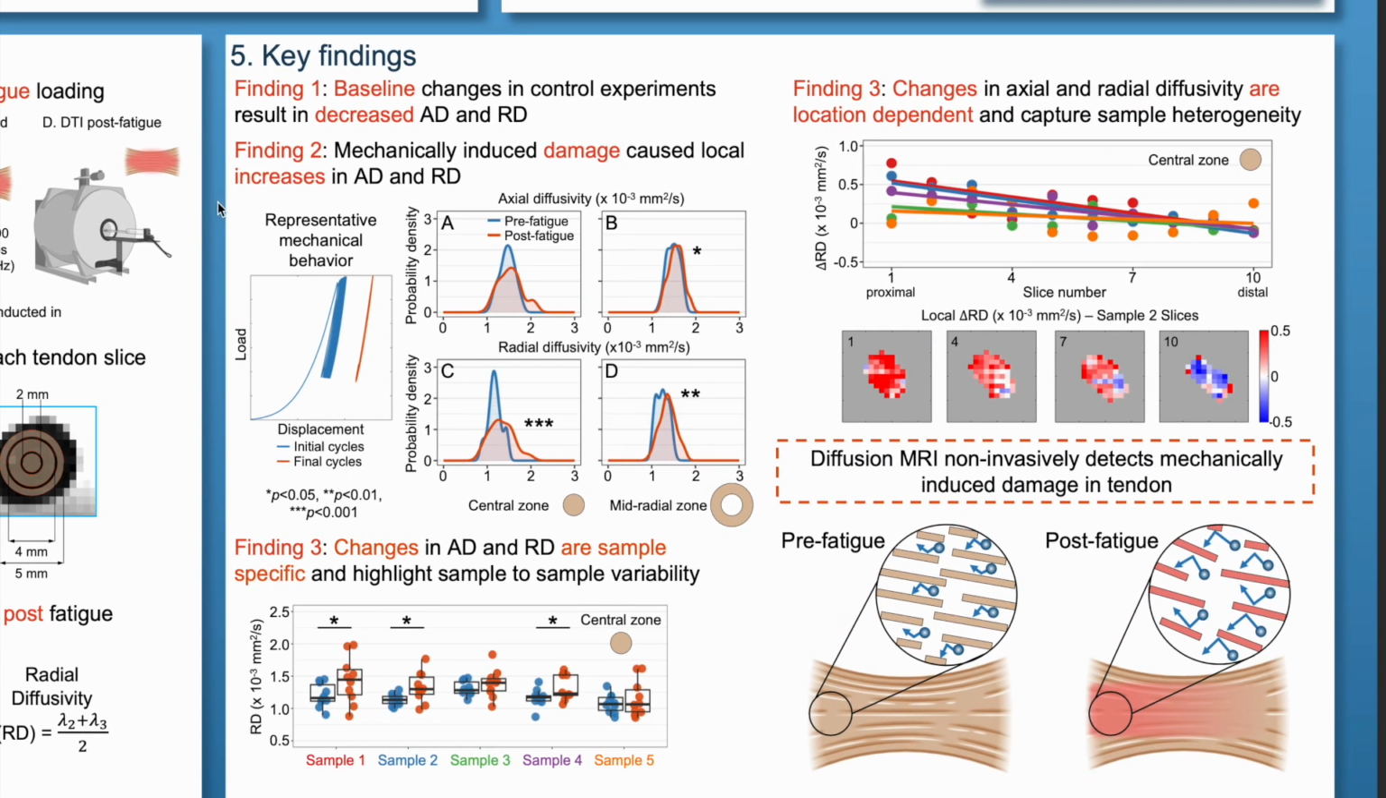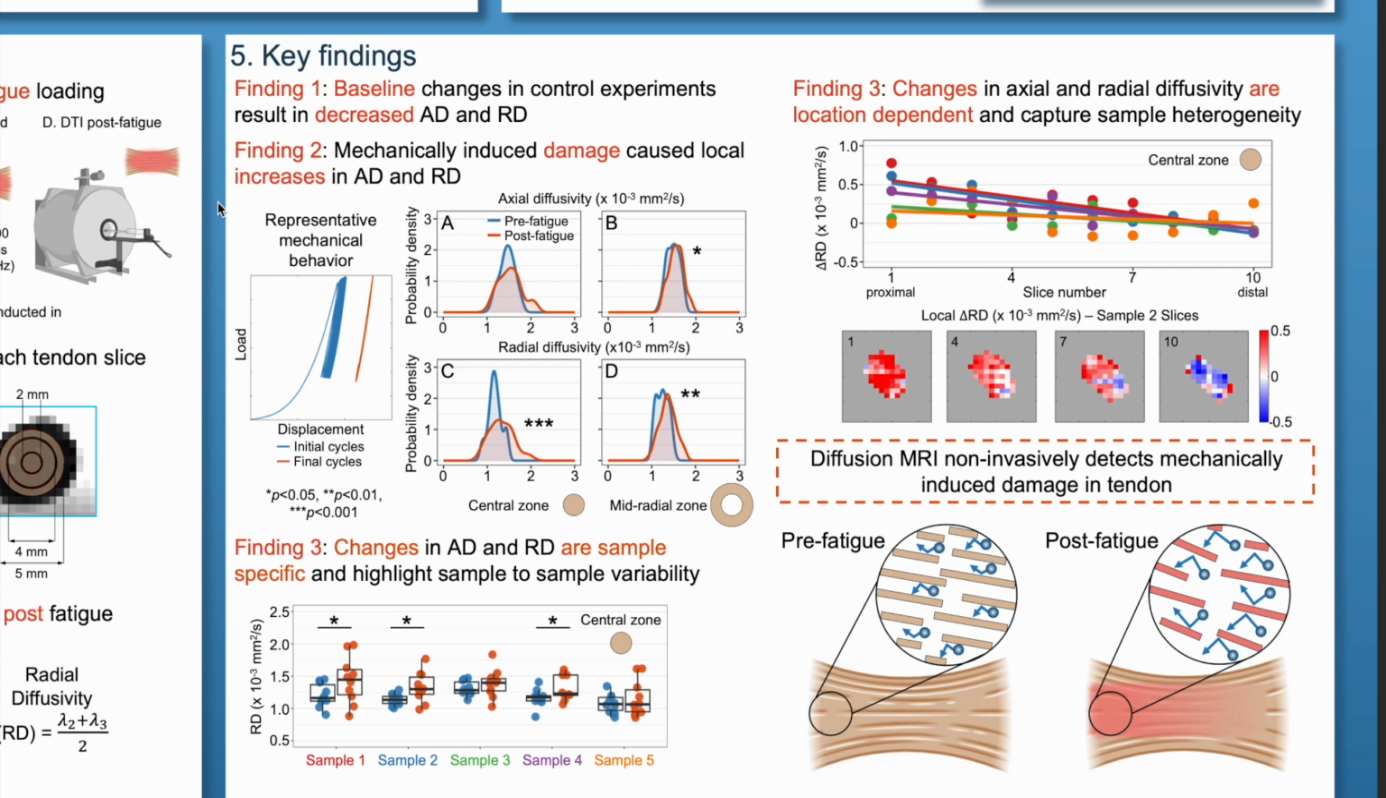Our first finding from our experiments was that the baseline changes in the control experiments result in decreased axial and radial diffusivity. Then, on our second finding, we see how by applying the mechanical loading protocol on the tendons, we had an increase in the max cyclic displacement and a change in the stiffness of the tendons as a result of the mechanical loading. Now, when we looked at the pooled data of the axial diffusivity, we have the probability density functions, which are equivalent to a weighted histogram of the data collected.